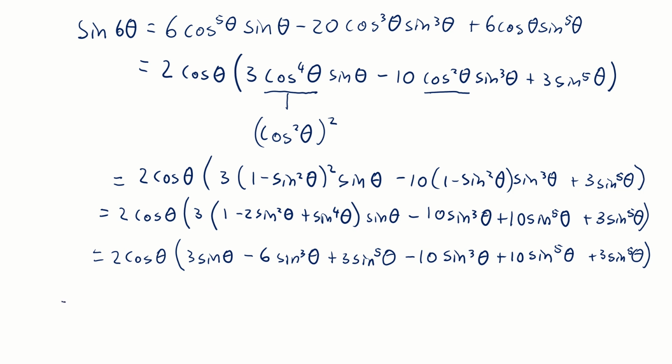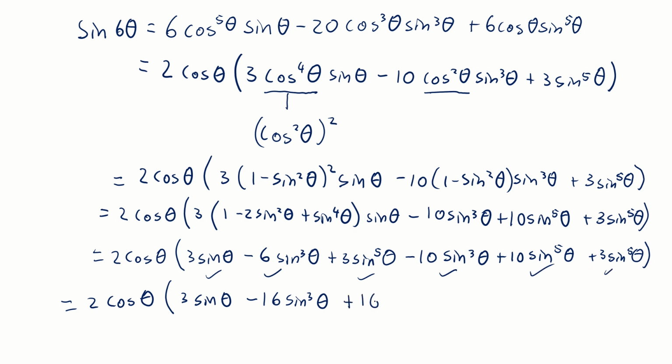So for instance, I am going to write this as, of course, we've got a 3 sine theta, and that's the only sine theta, so therefore that's done. We've then got a minus 6 sine cubed and a minus 10 sine cubed, so that means we've got minus 16 sine cubed theta. And then lastly, we've got the 3 sine to the 5, 10 sine to the 5, so that's 13, plus another 3 is plus 16 sine to the 5 theta. And there you go. We have proven it as required.